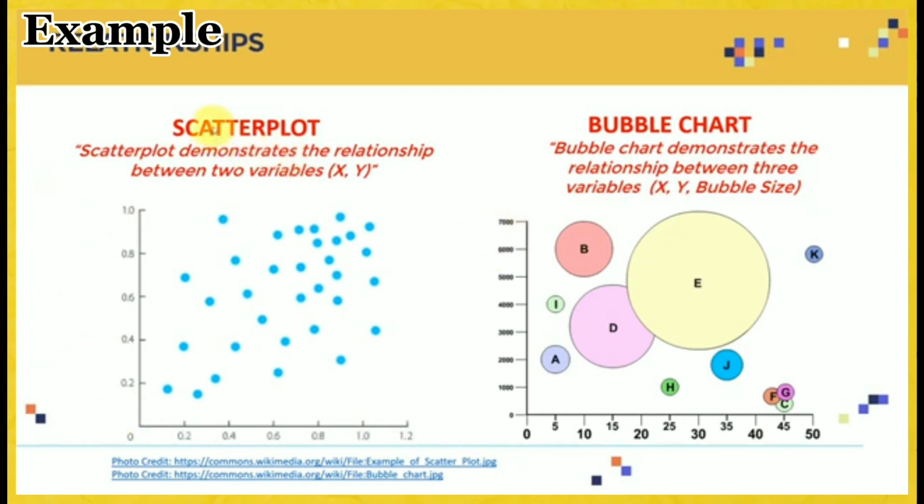Another way of demonstrating relationships is what we call a bubble chart. A bubble chart demonstrates the relationship between three variables: x, y, and bubble size. So I can plot a certain variable x on the x-axis, plot y here, and in addition to that, I now have the size of the bubble. So I can plot three variables together in one plot using a bubble chart. That's another way of visualizing the relationships between variables. So now I have scatter plot and bubble plot, and these two belong to relationships.